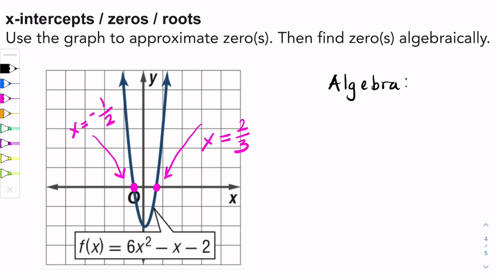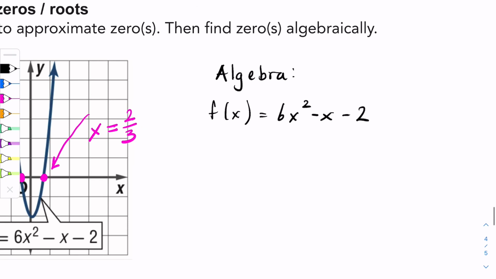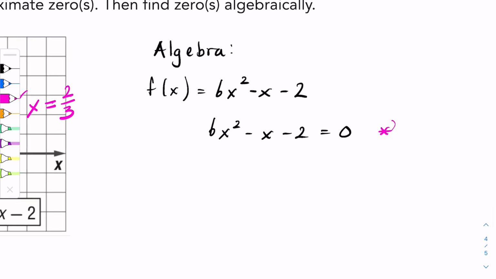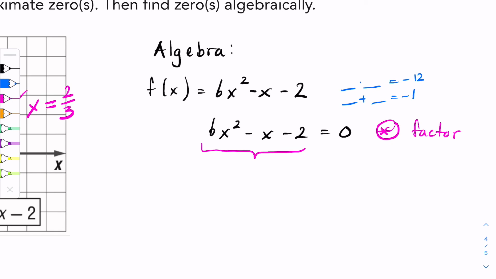I have my function, 6x squared minus x minus 2. I'm going to set this equal to 0. And I'm going to start by trying to use the factoring method. So I need to think what two factors multiply to equal -12 and the same two factors add to equal -1. -12 is a times c, or 6 times -2. This is going to be -4 and positive 3.